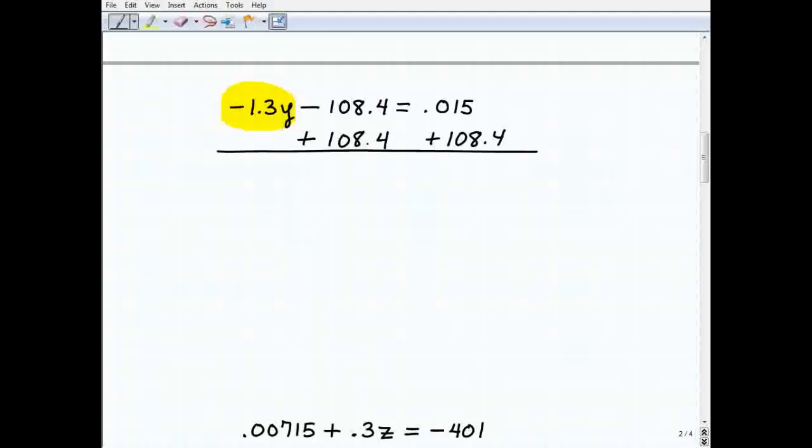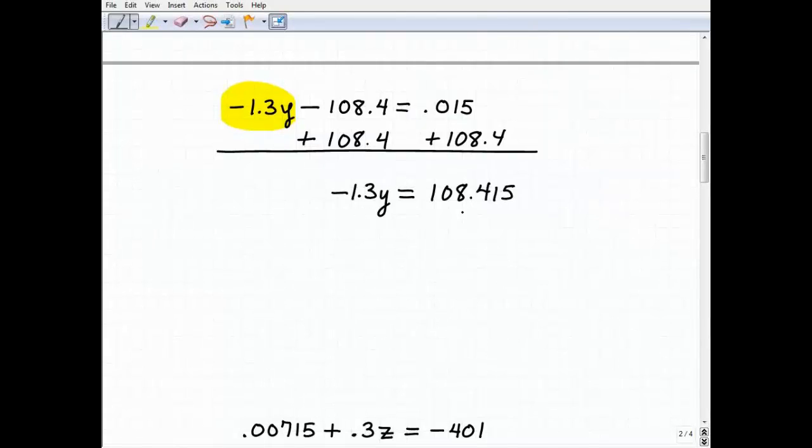All right, so we've got negative 1.3y minus 108.4 equals 0.015. I'm going to add this 108.4 to both sides of the equation, and it gives me negative 1.3y equals, well, the 108.4s go away. So now I'm going to go to my calculator. I've got 0.015. I'm going to add 108.4, and I get 108.415. Okay, so this is where we're at now.